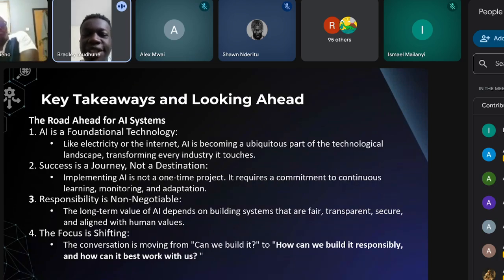Implementing AI is not just a one-time project. It requires commitment to continuous learning, monitoring, and adaptation. Number three: responsibility is non-negotiable. The long-term value of AI depends on building systems that are fair, transparent, secure, and aligned with human values. Number four, the focus is shifting. The conversation is moving from can we build it to how can we build it responsibly and how can it best work with us.